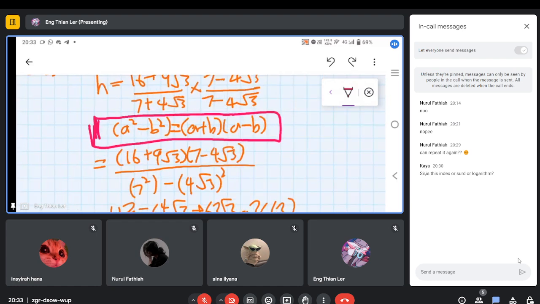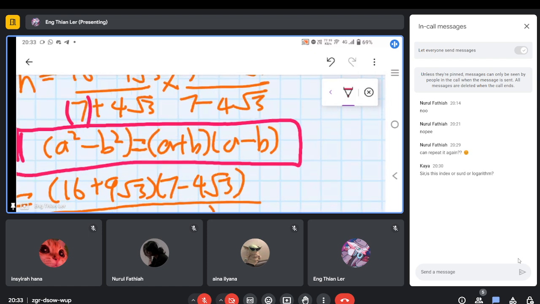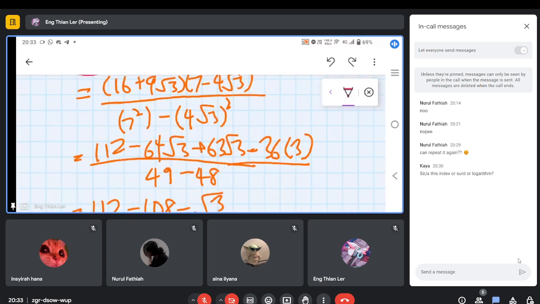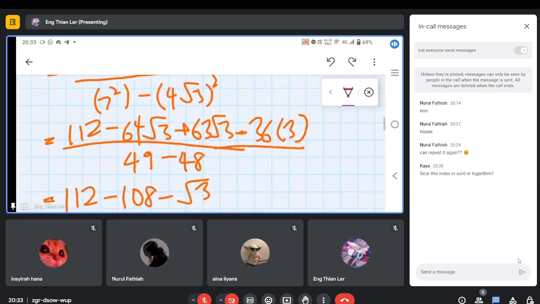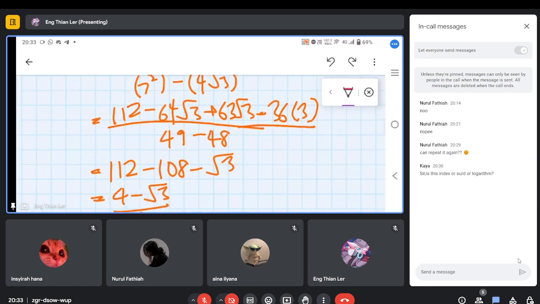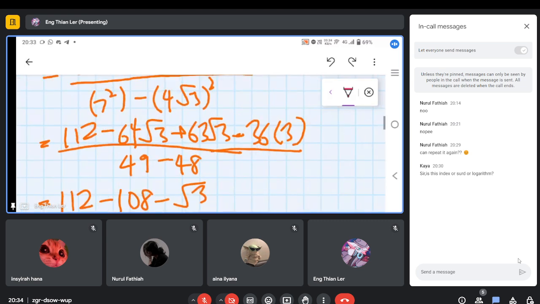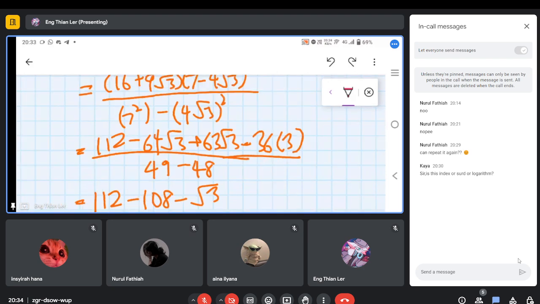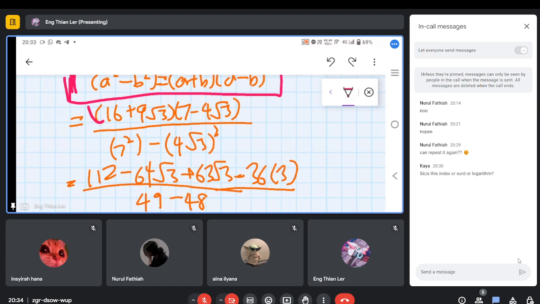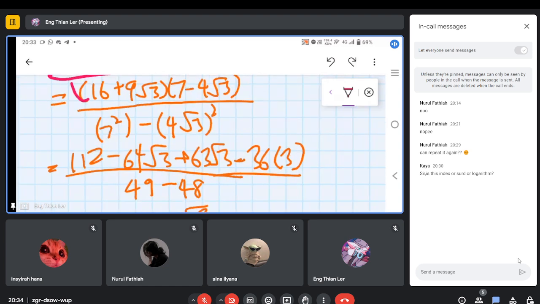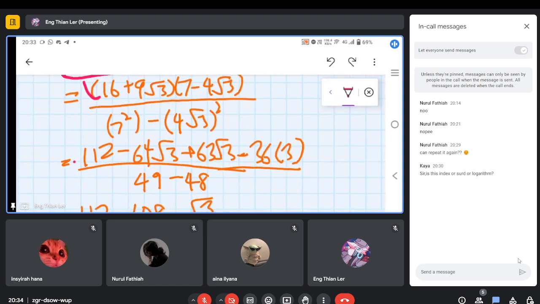And then the bottom will be a squared minus b squared. In this case, a squared will be 7 squared, b squared will be 4 root 3 squared. So after you do that, you'll get 49 minus 48, which is 1. So there's nothing on the denominator, because dividing by 1 is the same thing as dividing by nothing. So after expanding this, we got a pretty nice solution here.